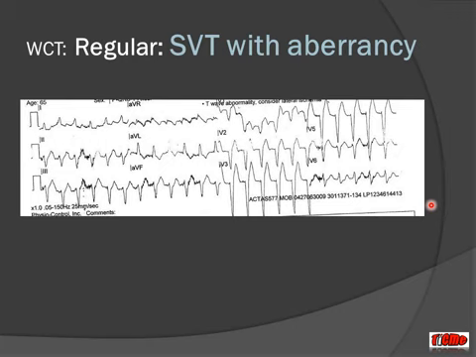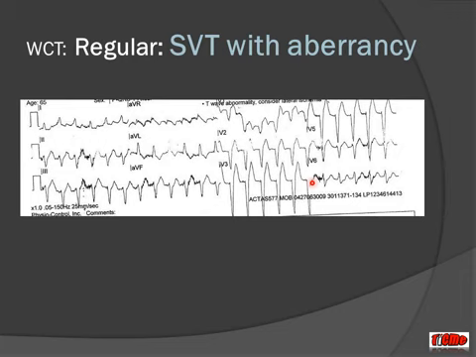The next question is, has this got any definite features for VT morphologically? Well, we don't see evidence of capture or fusion beats or even unconducted P waves in this rhythm strip, so we don't see classic evidence of VT with AV dissociation, but that's not everything. We do see a bit of negative concordance, but there are R waves in V6, so this isn't true negative concordance.